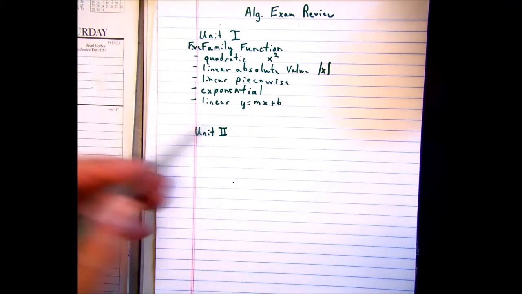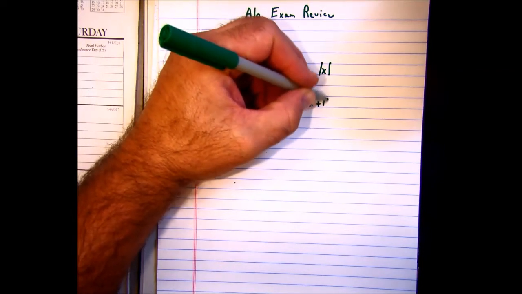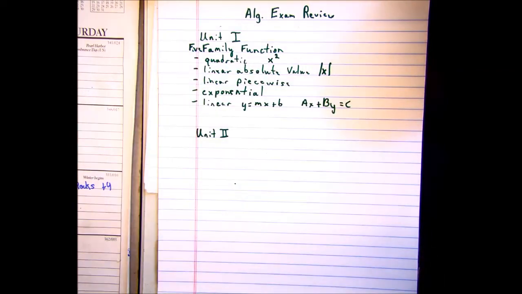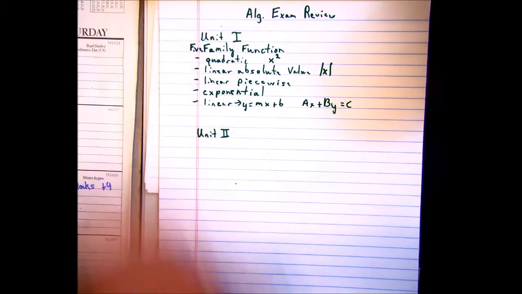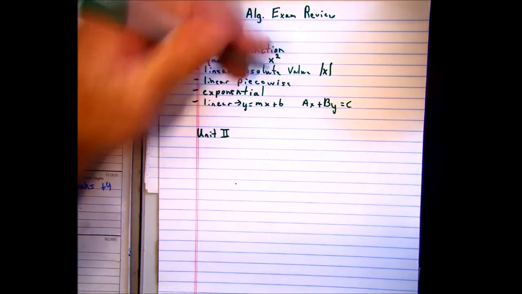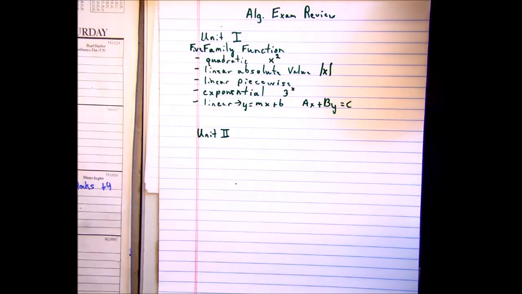Of course, we've had 2 forms. We've had linear, and then we've had ax plus by equals c. Those are the 2 forms of linear equations we've dealt with. All right. This being the key one. Exponential is where you have a variable in the exponent.